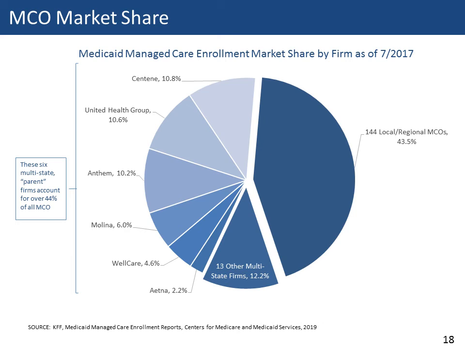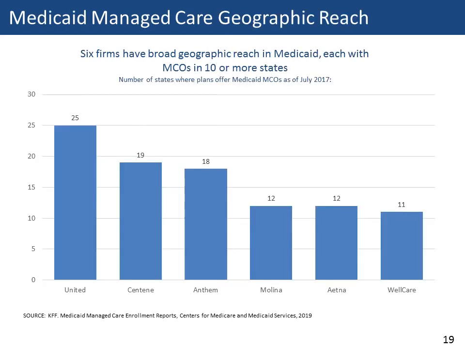In terms of geographic spread, I'm going to concentrate on the left-hand side firms, those 6 large parent firms that we talked about. Of those 6, you see that they all operate in 10 or more states.